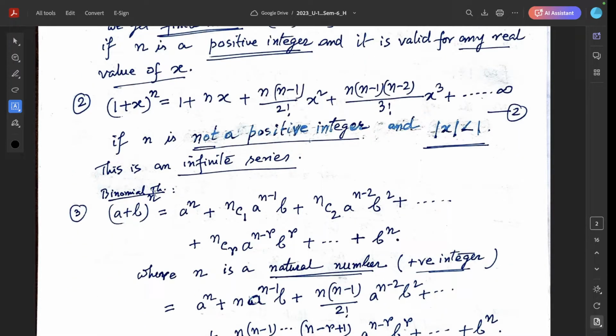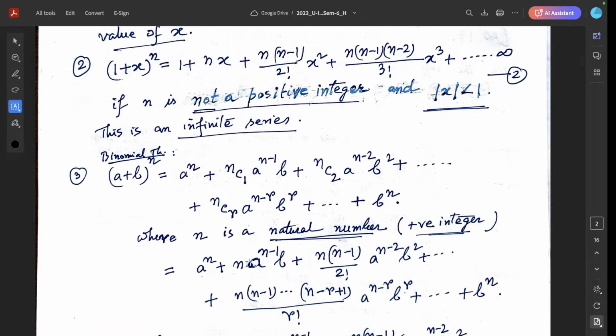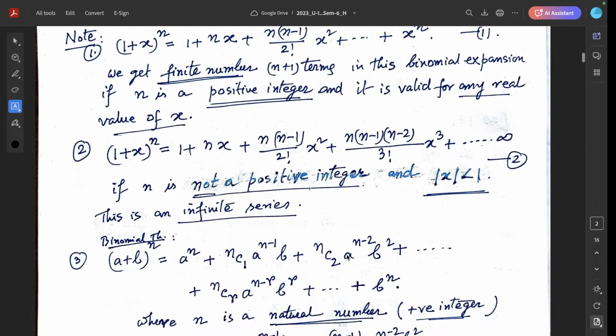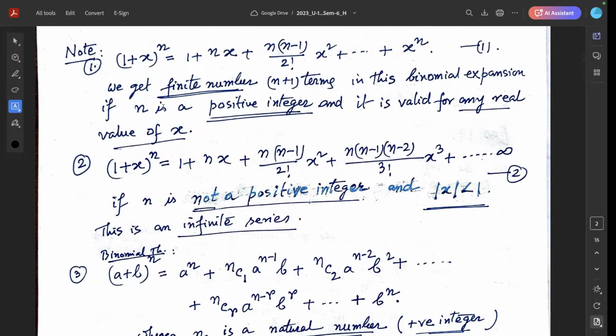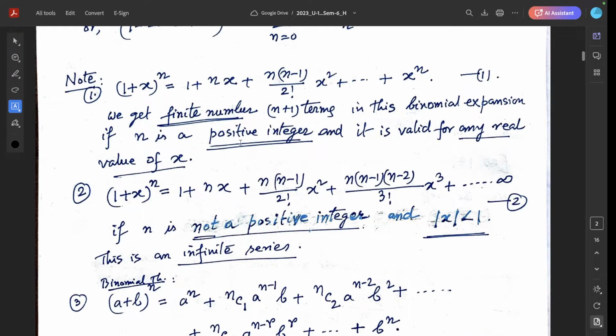The original formula is the binomial theorem: (a plus b) to the power n equals a to the power n plus nC1 a to the power n minus 1 b plus nC2 a to the power n minus 2 b squared, up to b to the power n, when n is a natural number, that is, a positive integer. So if we write (1 plus x) to the power n, if n is a positive integer and x is any real value, we get this finite expansion, the binomial theorem with n plus 1 terms.